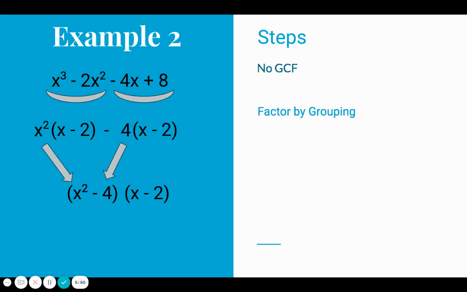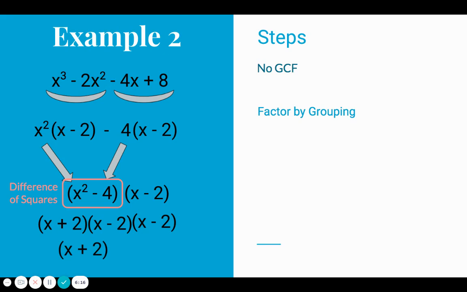Now, we're not quite done factoring yet, because when I look at x squared minus 4, I notice that that's the difference of squares. So I'm going to take this one step further and factor using my rule for difference of squares. X squared minus 4 will factor into x plus 2 times x minus 2. And then we can't forget that x minus 2 from the line above. So this is our final factored form, and we can condense it. Since we have x minus 2 repeated, I'm just going to simplify that as x minus 2 squared.